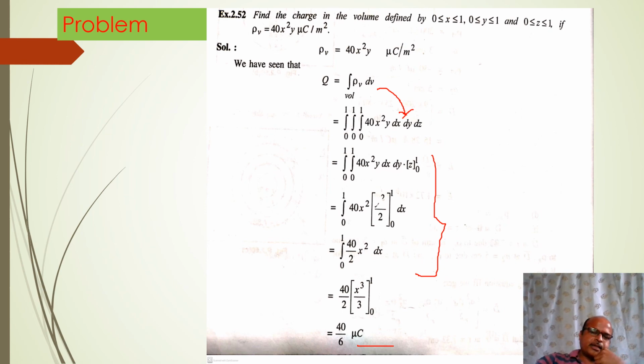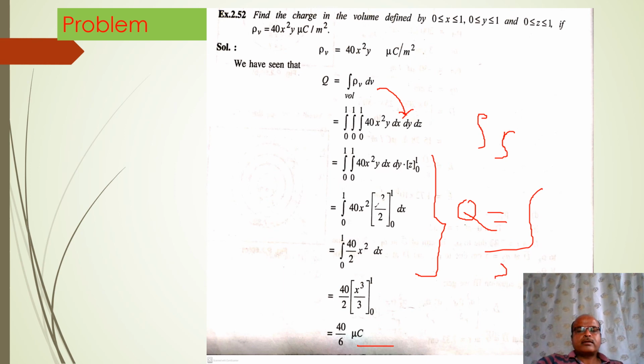Such types of problems are asked in the exam. You have to practice. Here only some changes will be made. Instead of volume charge density they will give surface charge density. Surface charge density is denoted by rho s. If they give rho s, then write down the closed integral, Q equal to integral over s of rho s ds. So what is this ds?